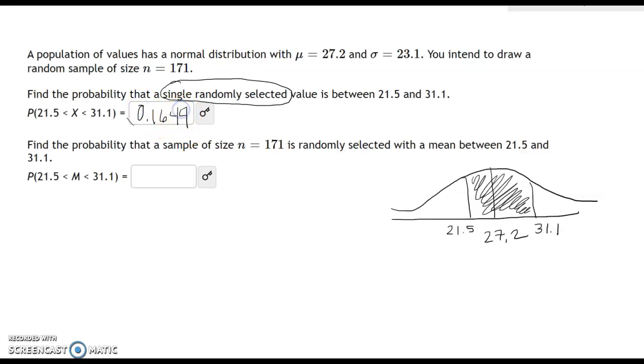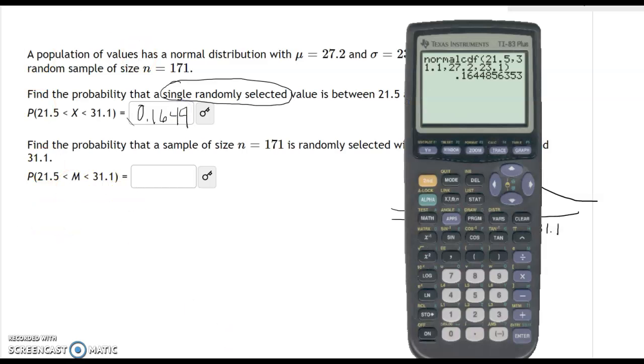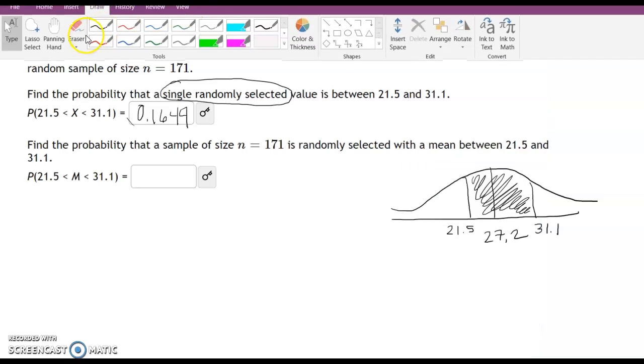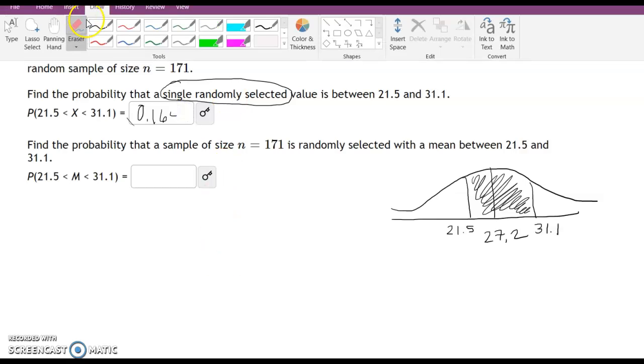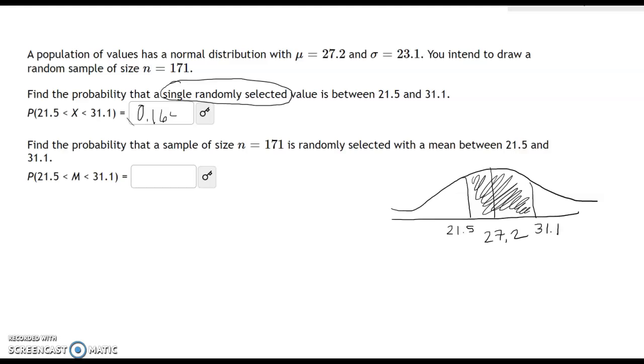0.1644. I'm going to double check that number. I'm actually going to edit that because if it's rounded to 4 decimal places, that would actually round up to 5. So let's change that to 0.1645.